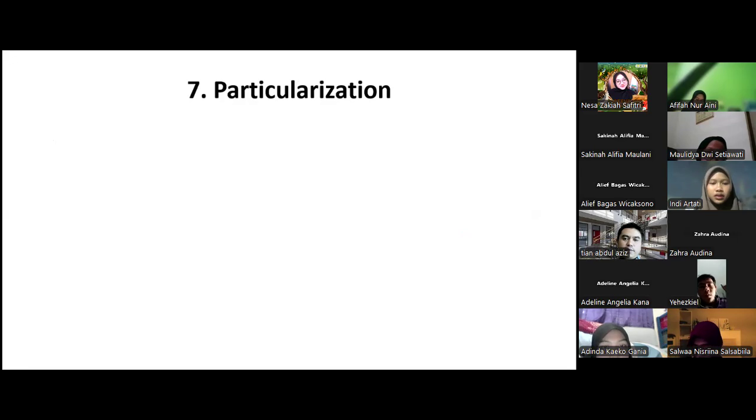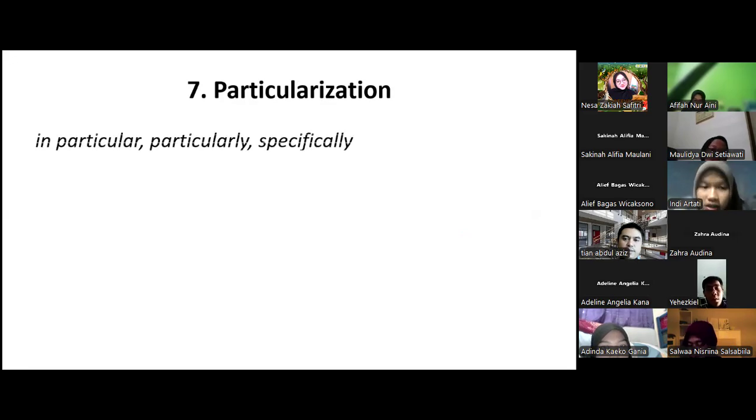Okay, the next connectors talk about particularization. Examples of particularization are in particular, particularly, specifically.